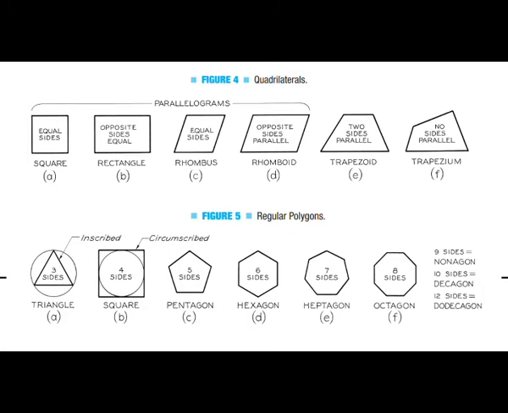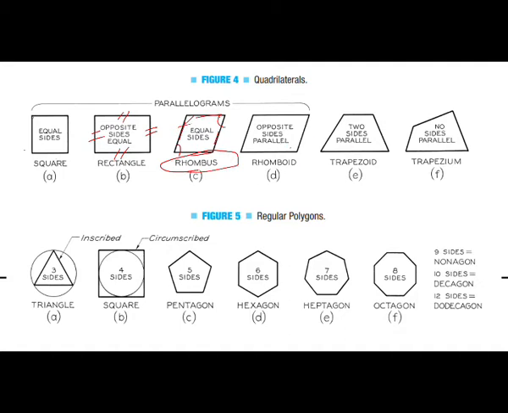Next is quadrilaterals. Square: four sides, all sides are equal, that is called a square. The meaning of rectangle is opposite sides equal, like these two sides are equal and these two opposite sides are equal, that is called a rectangle. Rhombus has equal sides, but the angles are different, not 90 degrees, that is called a rhombus.